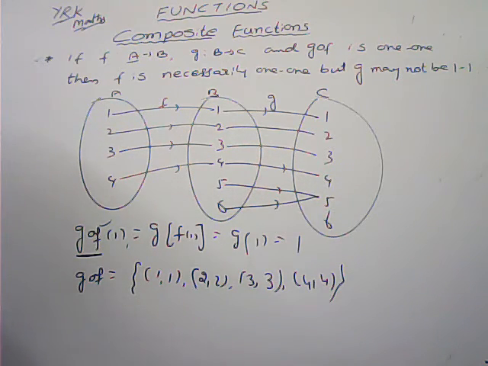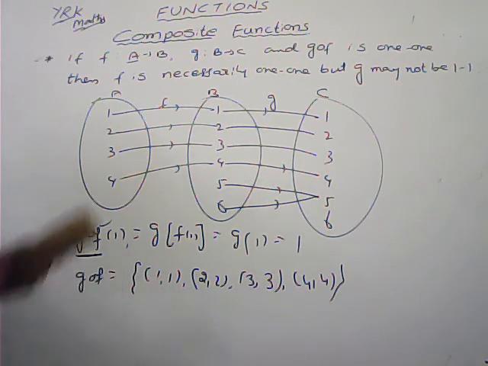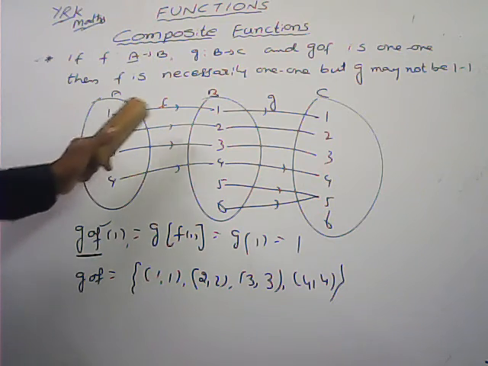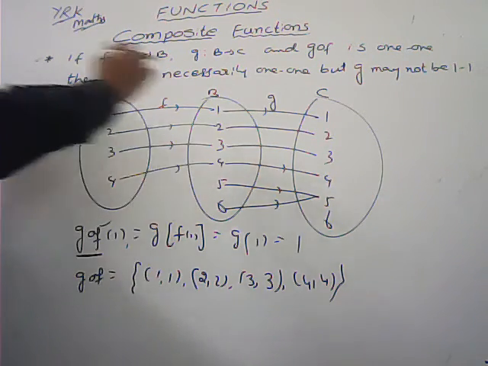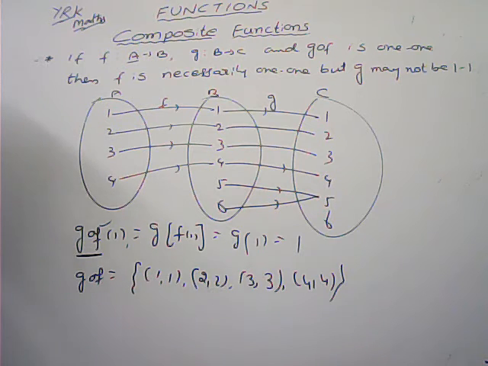G circle F, that is mapping from A to C. Here also different elements have different images. So here we say G circle F is 1 1. Here F is necessarily, compulsorily 1 1. But G may or may not be 1 1. Then also G circle F is 1 1.